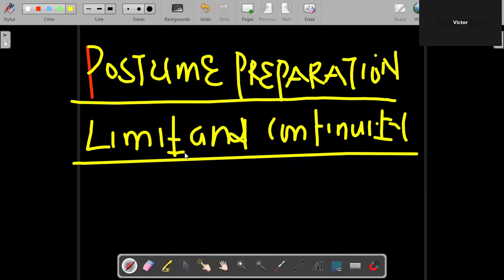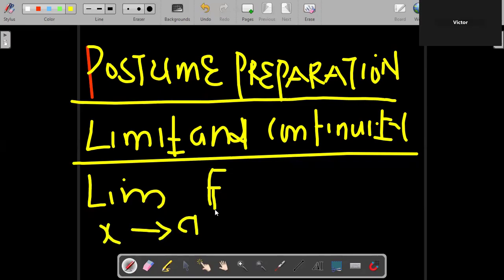So you have some basic rules, and limit is written like this: lim x tends to a of f of x. That is a variable. That variable can be 1, can be 0, can be 2, can be -2, can be 4. It depends. That variable can be any number.